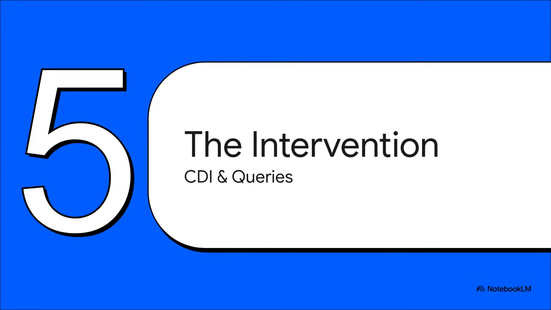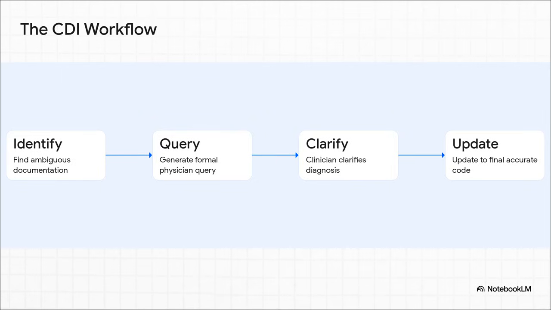Next up is Section 5, the intervention, CDI and queries. This is where the Clinical Documentation Integrity, or CDI team, shines. They perform what we like to call ethical optimization concurrently, while the patient is actually still in the hospital. Their workflow is basically a 4-step rescue mission. First, they identify ambiguous or missing documentation. Second, they generate a formal, compliant query to the physician. Third, the clinician clarifies the exact diagnosis in the chart. And finally, the medical coder updates the final code.